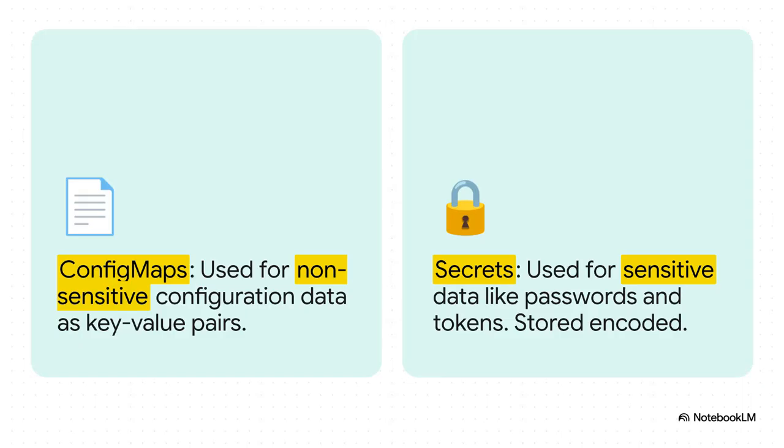And of course, you can't run an app without configuring it. That's where ConfigMaps and Secrets come in. It's a simple but absolutely crucial distinction. ConfigMaps are for your everyday, non-sensitive config. Think URLs, environment variables, that kind of thing. Secrets are for the stuff you want to keep, well, secret. Passwords, API keys, you name it. Don't ever mix them up.